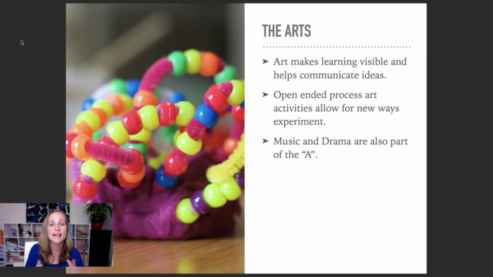And the idea of the arts is it makes learning visible. We're able to help communicate ideas. Children can express themselves through self-expression and just learning different ways to make different marks or make different sounds or do different body movements. These should be open-ended activities that allow children time to experiment. And as I've already said, the music and drama and even dance are all a part of the A.